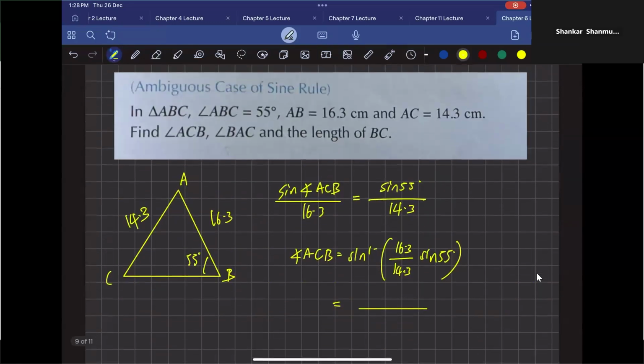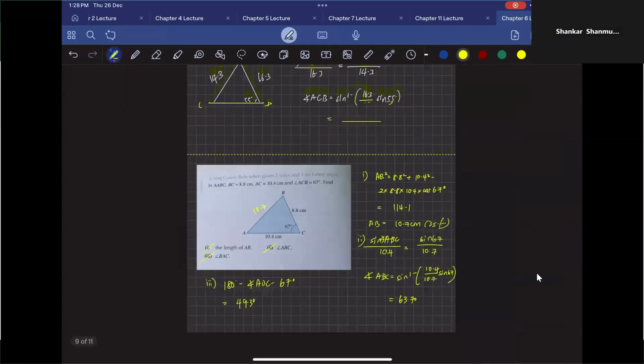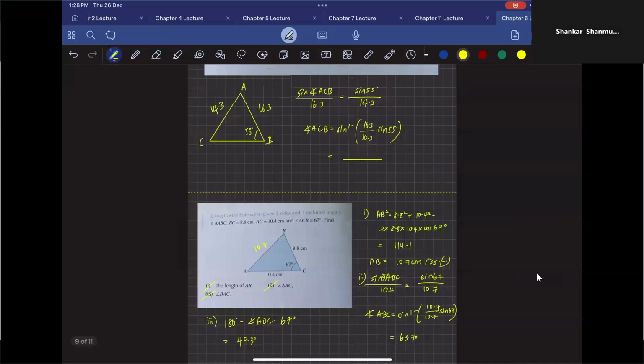So why is this an ambiguous case? It is because you can also draw the triangle like this. I don't have much space, so I'm going to redraw it.